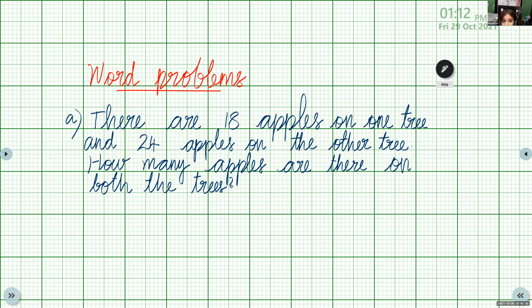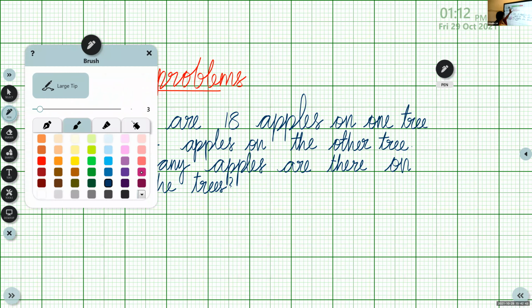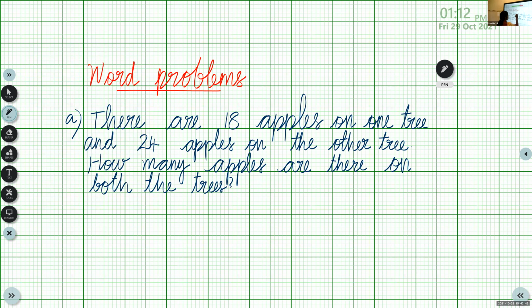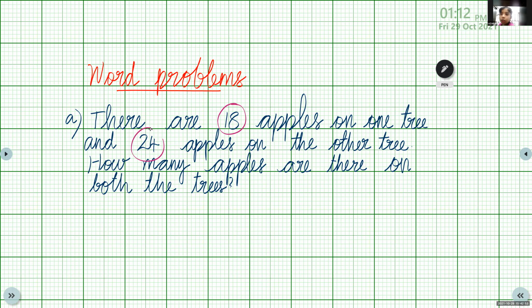Listen first. Put your pencil down and listen to ma'am. Okay, listen. There are 18 apples on one tree and 24 apples on the other tree. How many apples are there on both the trees? That means how many apples are there altogether? So here we have to add the numbers. In first standard, we just add the numbers.